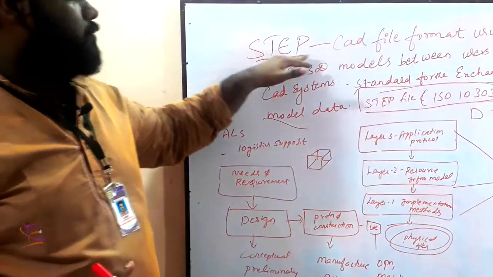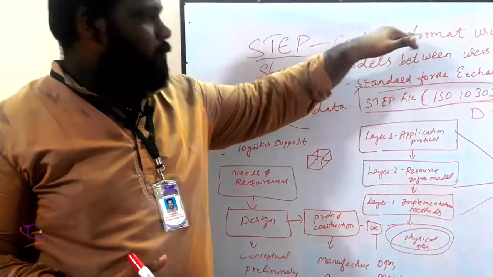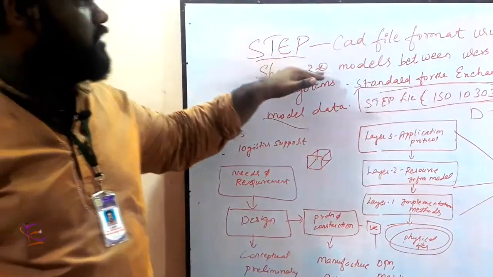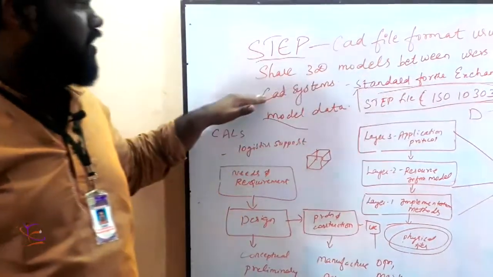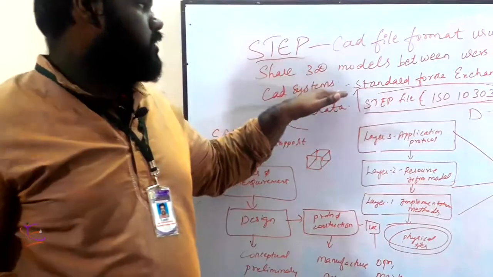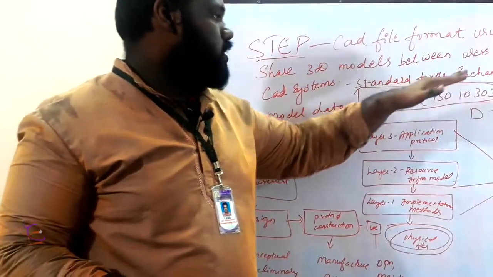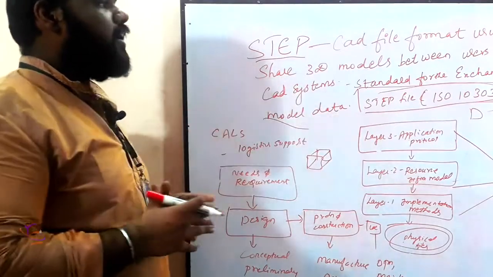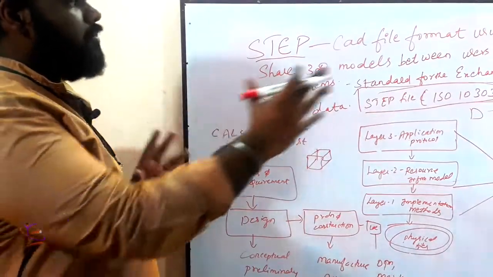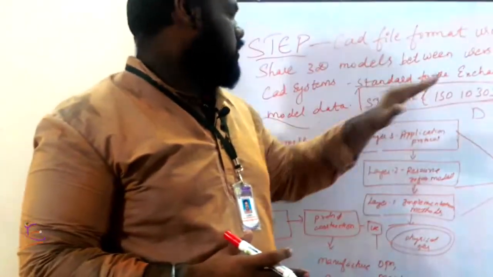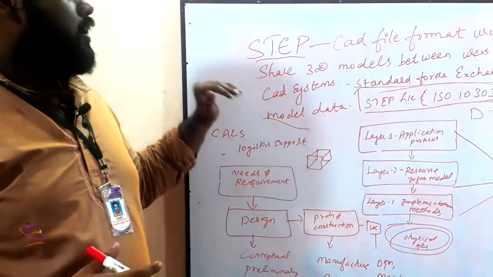I'll repeat this. STEP is a CAD file format, computer-aided design file format, usually used to share 3D models between users of different CAD systems. STEP stands for Standard for the Exchange of Product model data. It's a more complicated abbreviation.